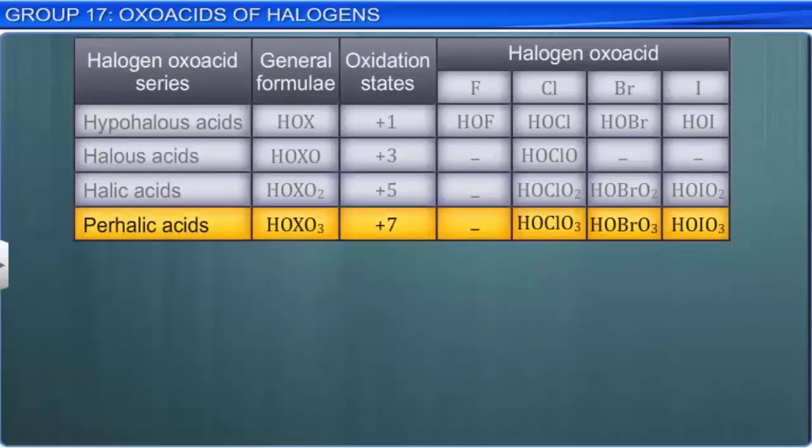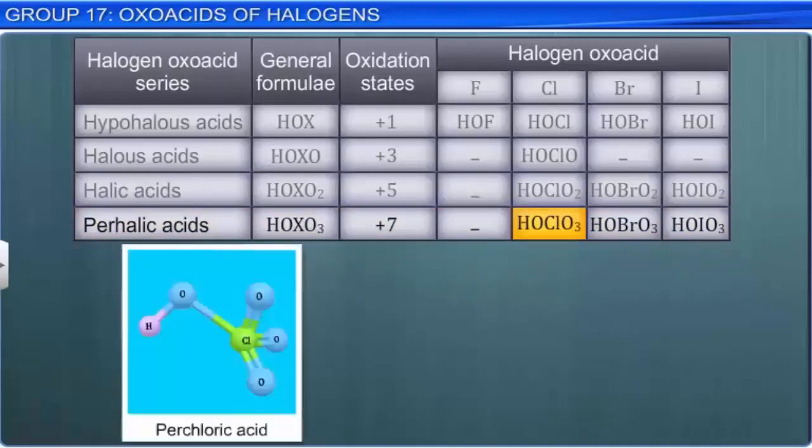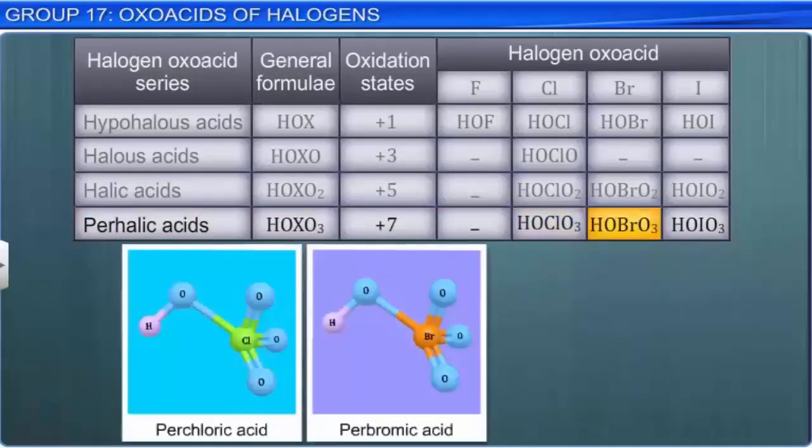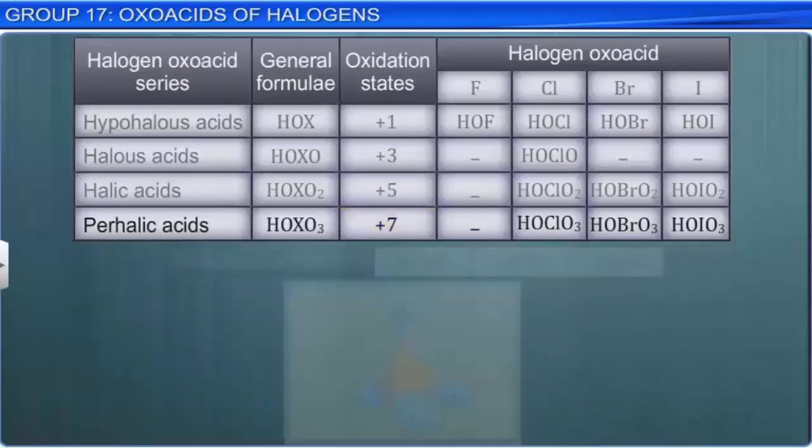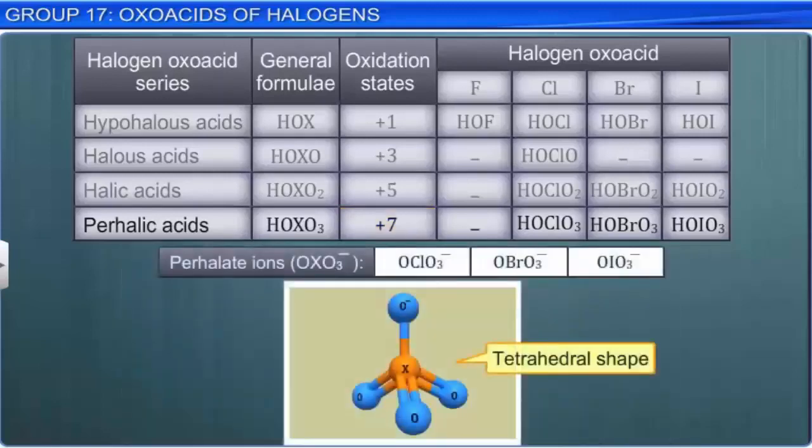The fourth series, that is, perhalic acids, includes perchloric acid, perbromic acid, and periodic acid. The oxidation state of the halogen in these oxoacids is +7. The shape of the perhalate ion is tetrahedral.